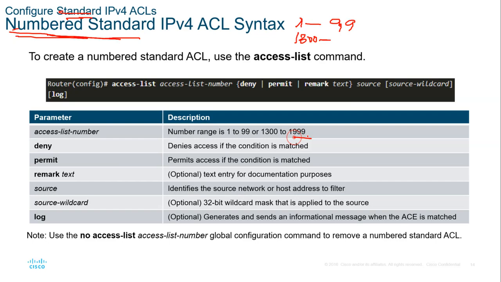1999. So here, the access list number ranges from 1 to 99 or 1300 to 1999. Then we have the action: deny, permit, or remark.